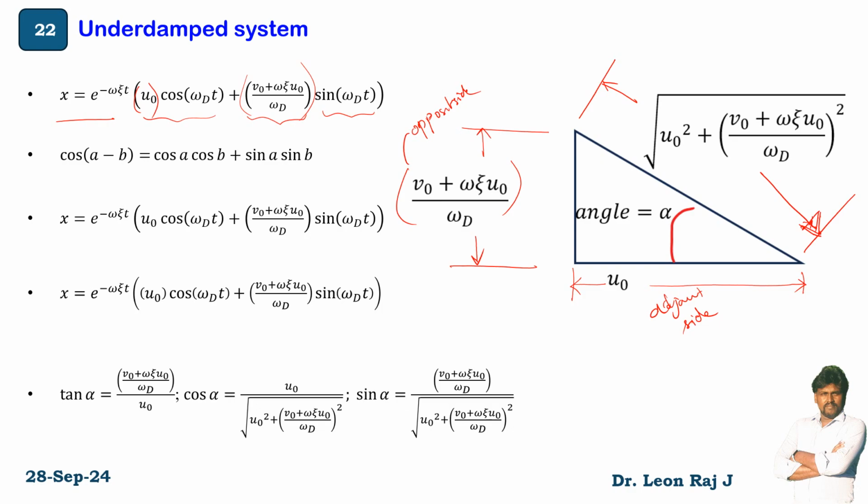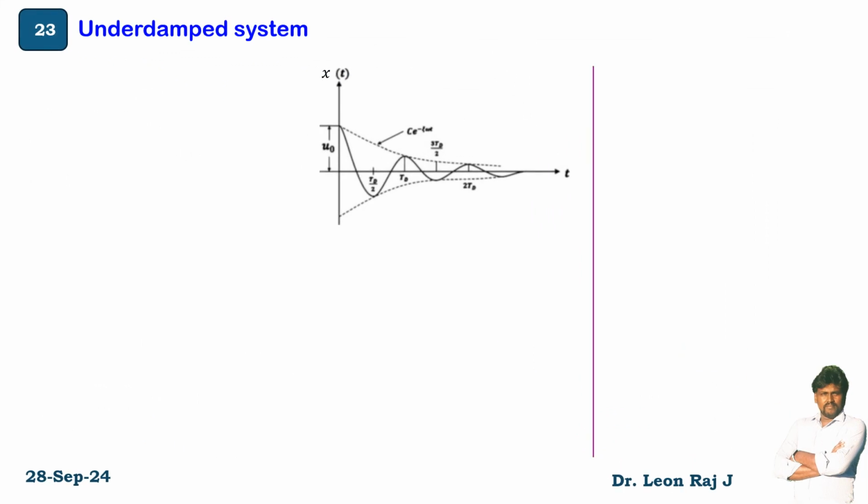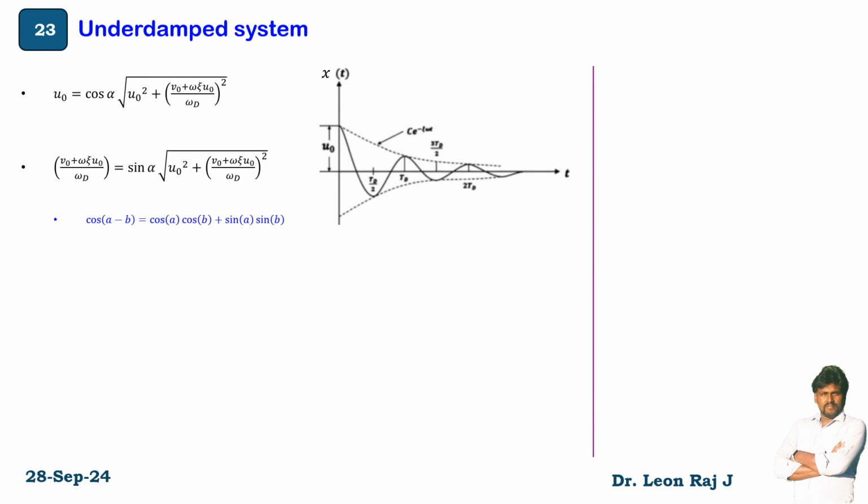So tan alpha is equal to opposite side by adjacent side, that is (V0 plus omega psi U0) divided by omega d, divided by U0. So cos alpha is equal to adjacent side divided by hypotenuse, and sin alpha is equal to opposite side by hypotenuse. So you have tan alpha, cos alpha and sin alpha. Subsequently, you can get the values of U0 and (V0 plus omega psi U0) divided by omega d.